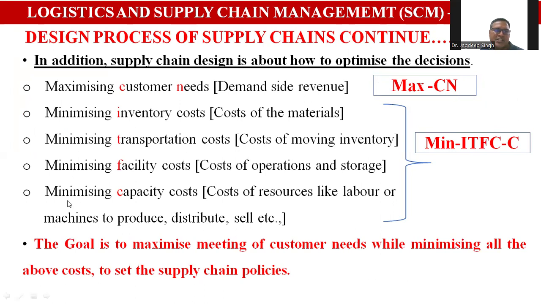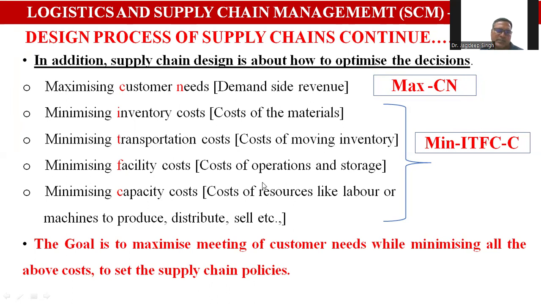Then again, in addition, supply chain design is about how to optimize the decisions. So here max CM, that is customer needs, min ITFC, C. These are the codes that I put for memorizing purpose only. Please do not use this as an acronym somewhere else. Okay, this is just for your memorizing purpose. These are all points, right?